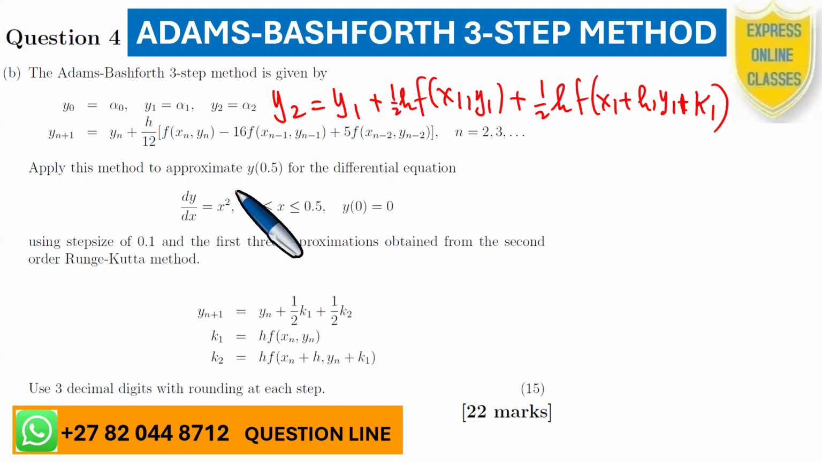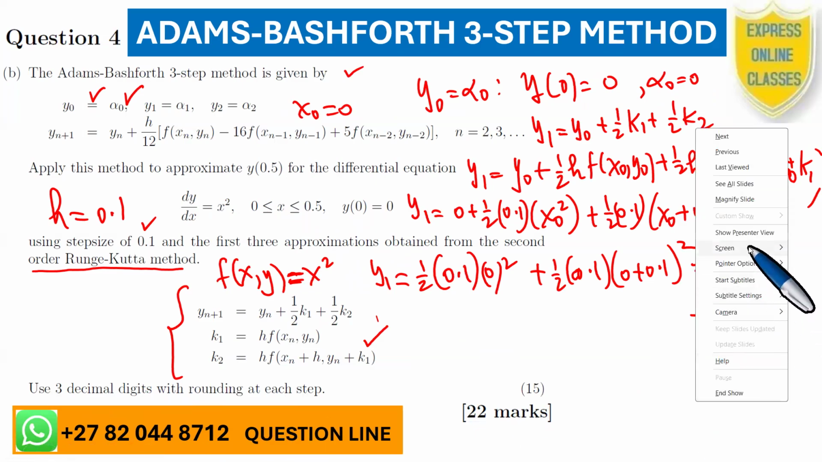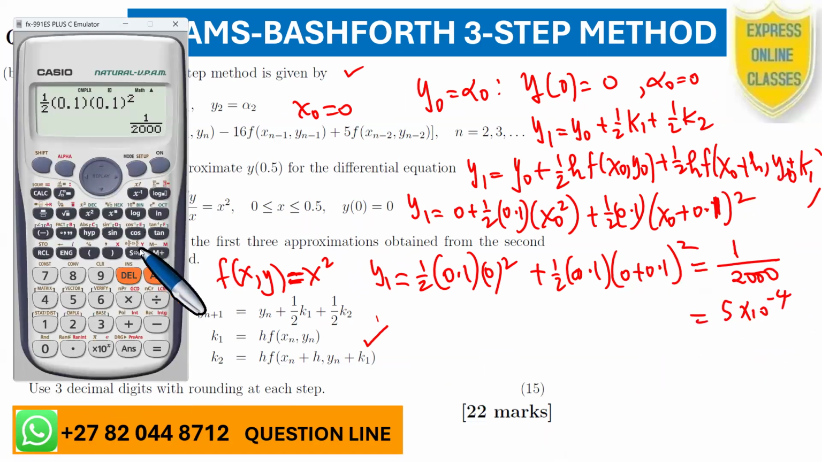So which means that what you have here is y2, then you have y1. What is y1? We've got that y1 is 5 times 10 to the minus 4. That is what the calculator gives using the Adams-Bashforth, 3-step. The 5 times 10 to the power minus 4 gives us the result we need. Right, so we continue with the solutions pertaining to the Adams-Bashforth method.